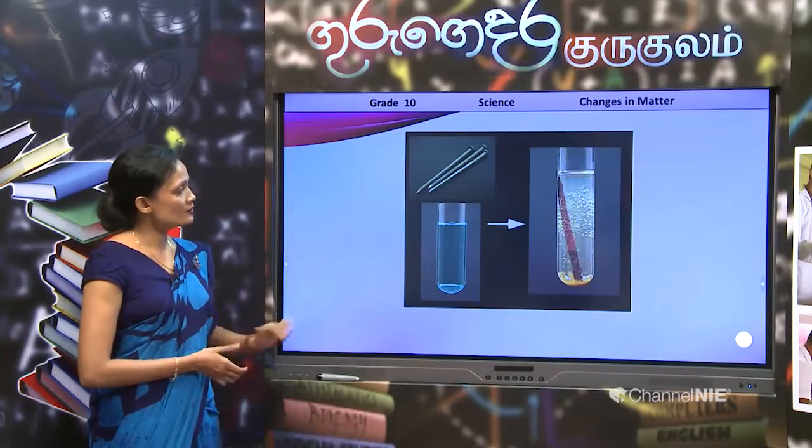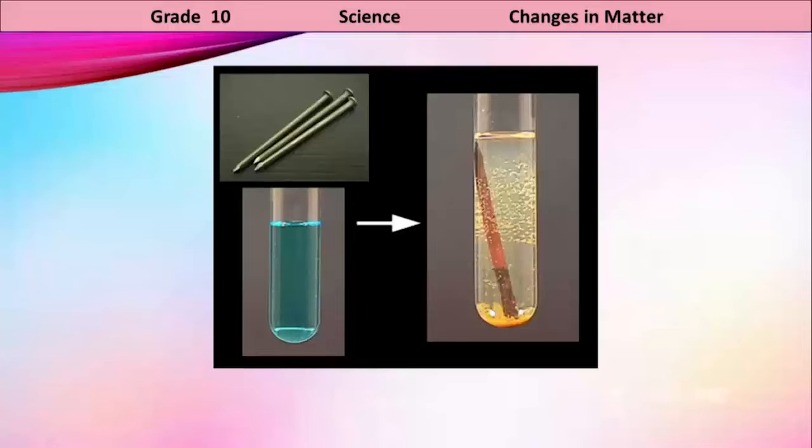Look at this picture. In this picture, you can observe a few iron nails. Here, copper sulfate solution. It is blue in color. When we add iron nail into copper sulfate, what happens? It is represented in the picture given here.